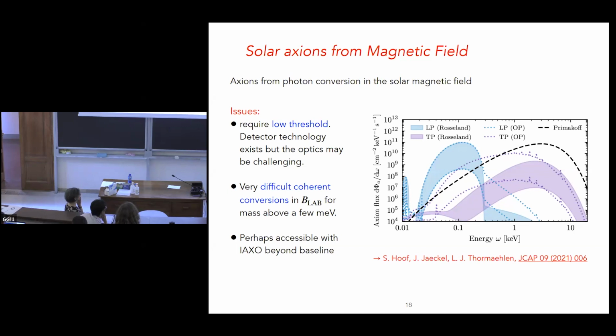which is the expected spectrum from axions produced by conversion of thermal photons in the magnetic field in the core of the sun. And this is quite a decent amount of axions, which perhaps could be observed. This is the Primakoff case that I showed before, so this is even larger.